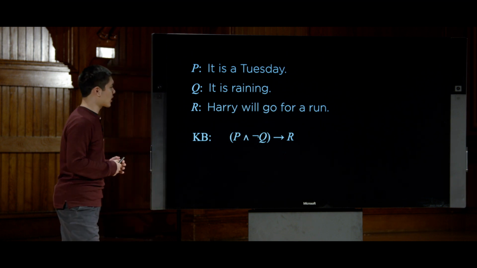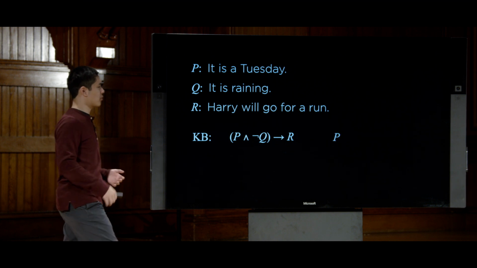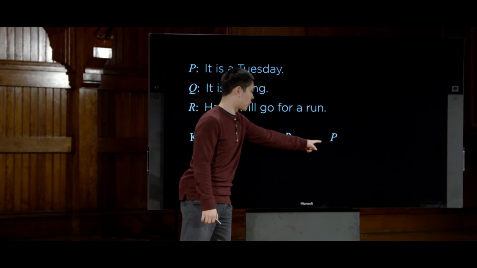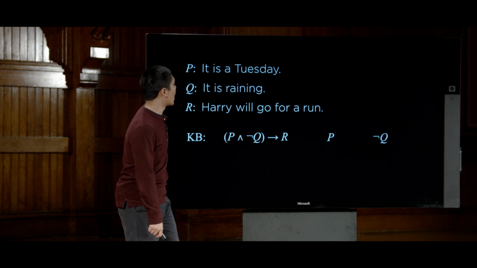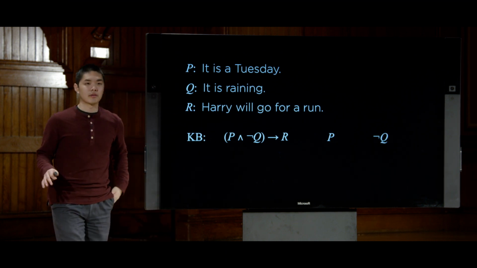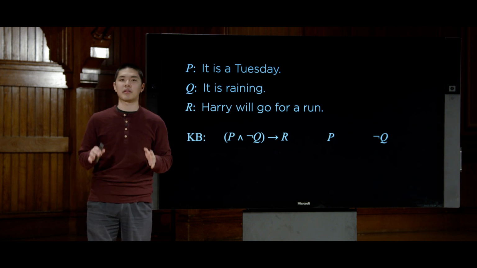Let's now imagine that our knowledge base has two other pieces of information as well. It has information that P is true, that it is a Tuesday. And we also have the information not Q, that it is not raining, that this sentence Q, it is raining, happens to be false.